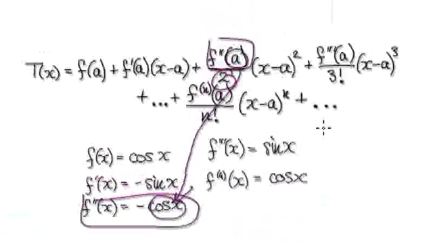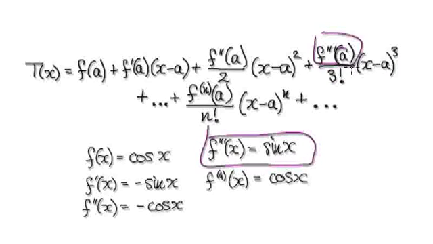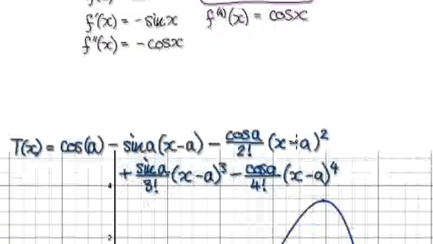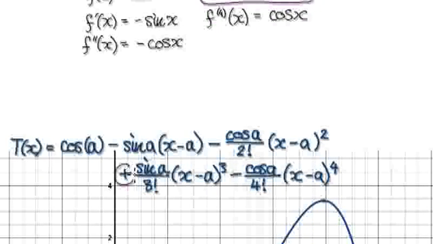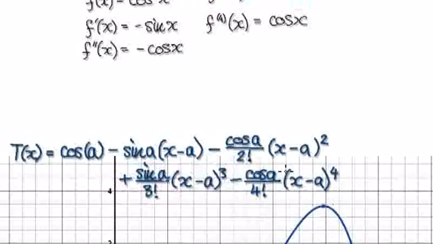And then for the next term, you would look at the third derivative, evaluate it at a. So that would be positive sine of a, over 3 factorial, and then this thing to the power of 3, and so on. You can take it to the fourth one, and the fourth one will then give you this.